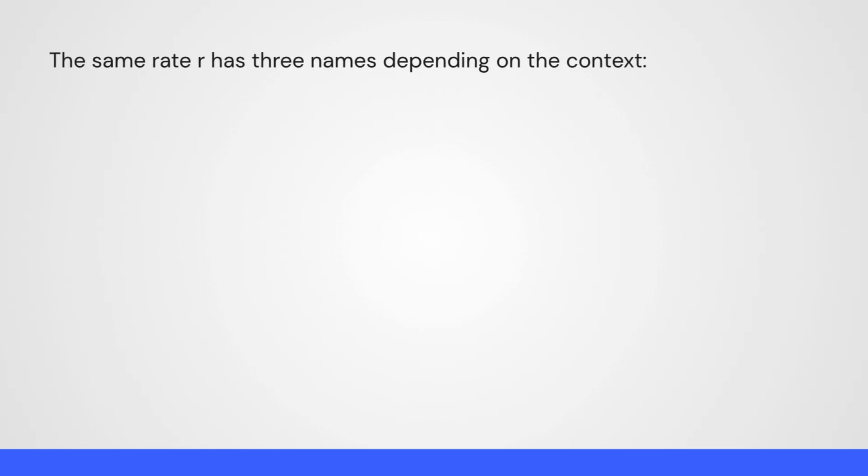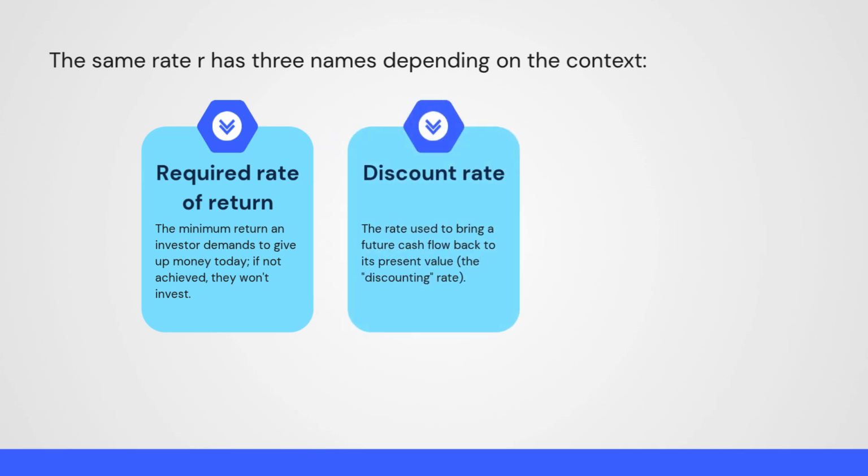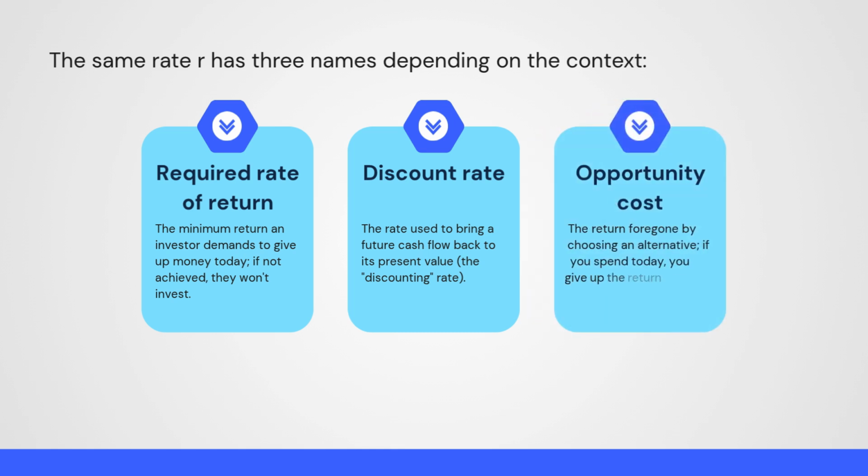That preference for money now has a price, and that price is the interest rate, R. What's easy to miss is that the very same R goes by 3 different names depending on the situation. When you're deciding whether to invest, it's your required rate of return, the minimum you'd accept to part with your money. When you're bringing a future amount back to today, it's the discount rate. And when you choose one option over another, it's the opportunity cost, the return you gave up.